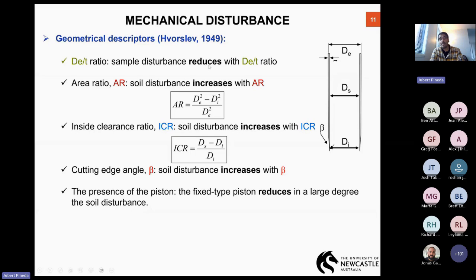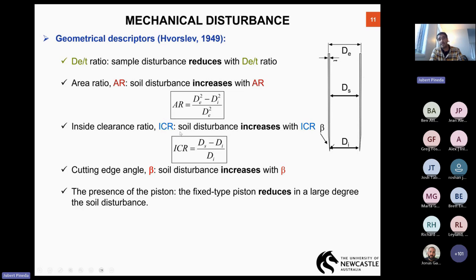Another factor that they identified is the area ratio, AR, which is the difference of the external and internal diameters, as you can see here, but the diameters are squared here. So if we have a very low area ratio, that is going to minimize sample disturbance, which is good.